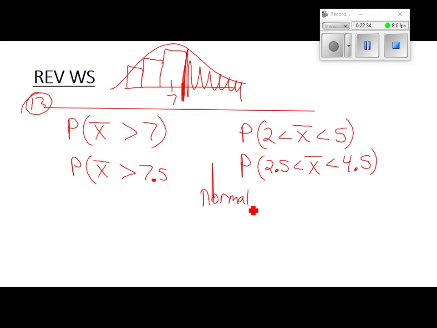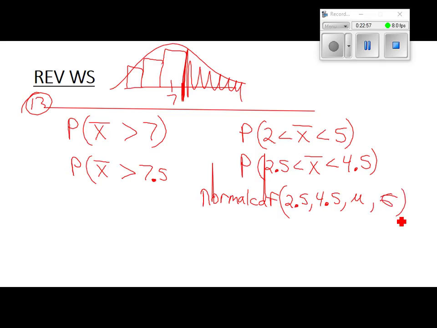Second bars, normal, CDF, because we want the cumulative. And what 4 things do we punch in? Low limit, high limit, mean, and standard deviation.